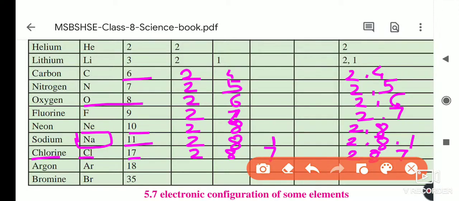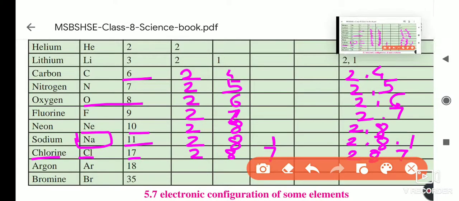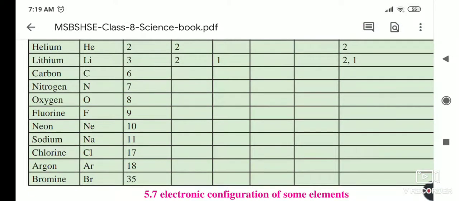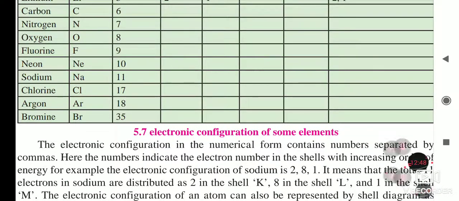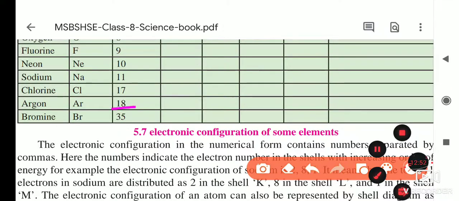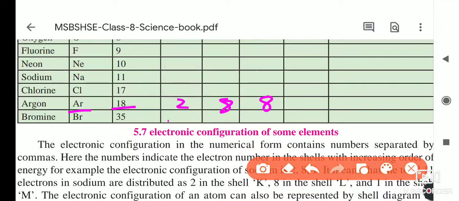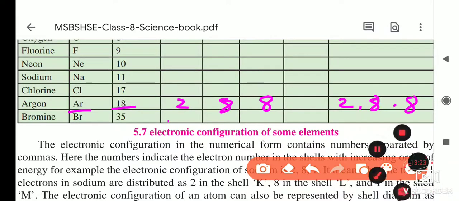Next, argon and bromine, that we will take now. Next two are argon and bromine. Argon, Ar, atomic number is 18. Out of 18, how many will enter the first orbit? The K shell will get 2 electrons, the L shell will get 8 electrons. So 8 plus 2 is 10, and 18 minus 10 means 8 will enter the third orbit, that is the M orbit. Its electronic configuration is 2, 8, 8.